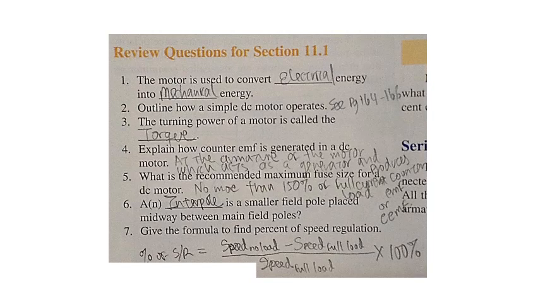Question 6. A or N blank is a smaller field pole placed midway between the main field poles. Fill in the blank, that is an interpole. Question 7. Give the formula to find the percent of speed regulation for a DC motor. And the formula you can see on the screen bottom, which is the percentage of speed regulation equals speed at no load minus speed at full load, divided by speed at full load, multiplied by 100.